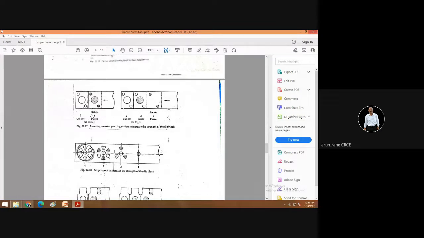There is another example of how to use a number of stations in progressive dies. Take this example. This is a stator, and in that there are say 1, 2, 3, 4, 5, 6, and 7. 7 holes are there. And of course this is one outside. This is a blank, and there are 7 piercing punchings. Now if you try to do this at one station, how many punches will you need?